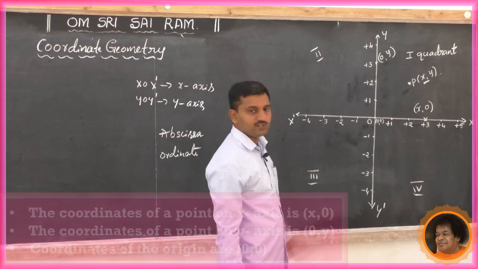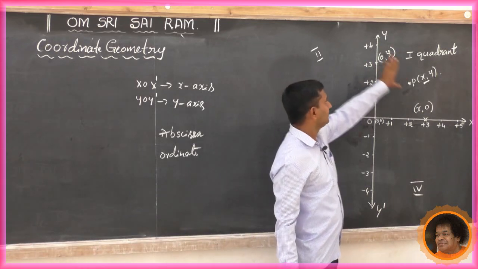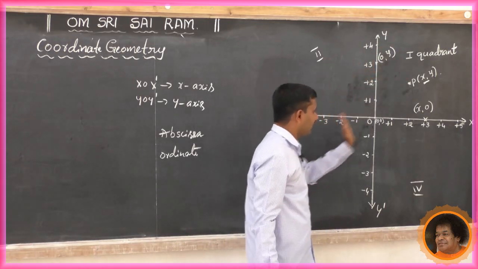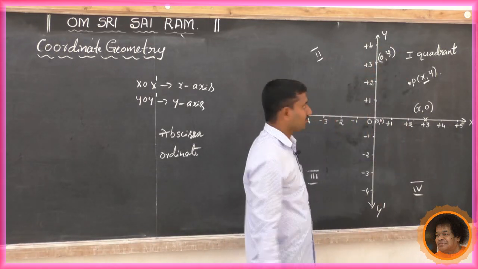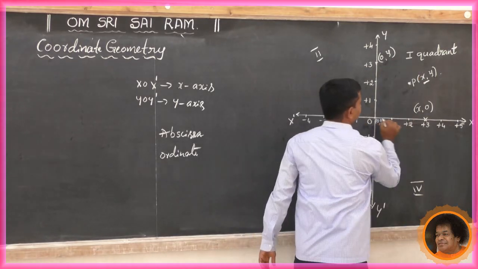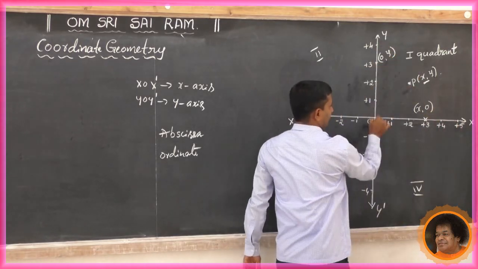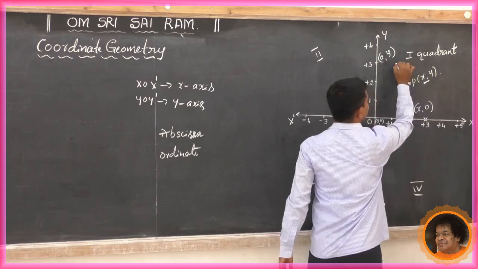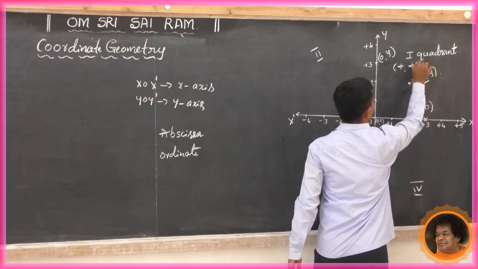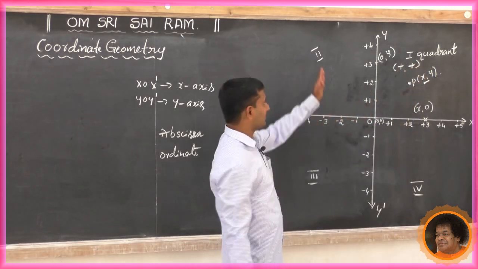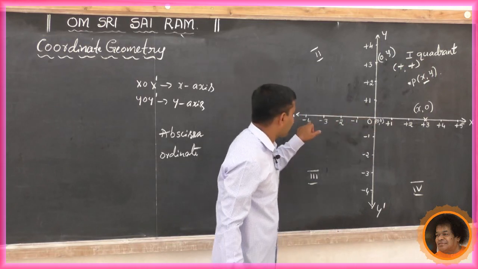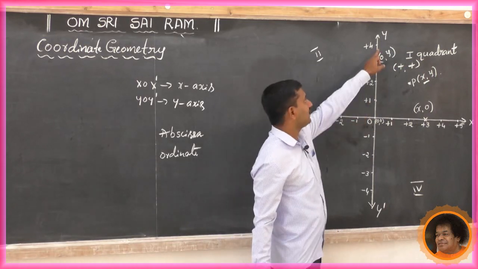Just go through the sign concept. So this is the first quadrant, second quadrant, third quadrant and fourth quadrant. Here the sign concept: x-axis plus, y-axis also plus. So the sign concept of the first quadrant is plus comma plus. What about the second quadrant? Second quadrant, x-axis minus and y-axis plus.